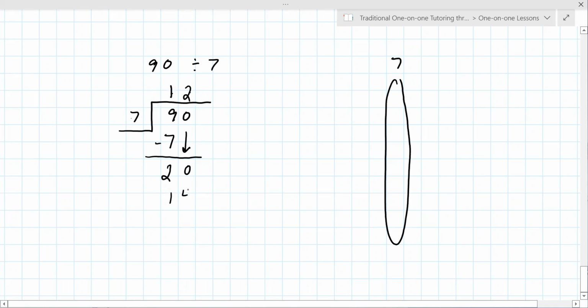14. And then I want you to subtract here. You're welcome to use your fingers if you think that'll help.